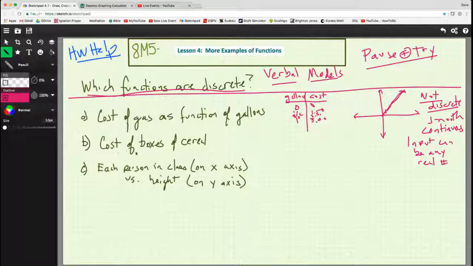Okay, the cost of a box of cereal, though, this one is clearly different. You can't buy half a box of cereal. You can only buy 0, 1, 2, 3. So say they're $5 each: 0 for 0, $5 for 1, $10 for 2, or $15 for 3. This is definitely discrete.